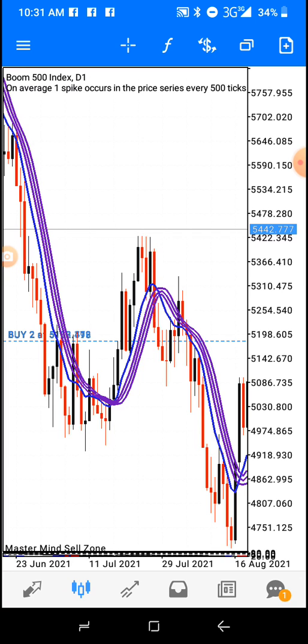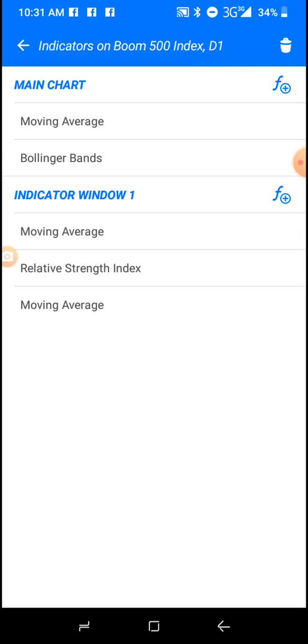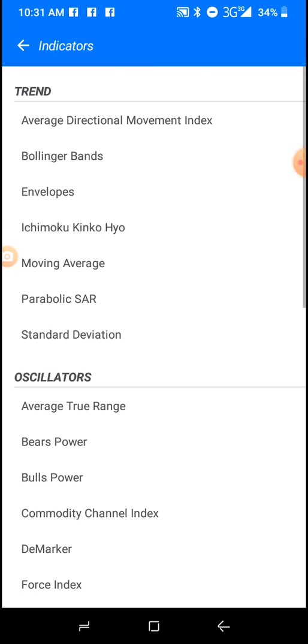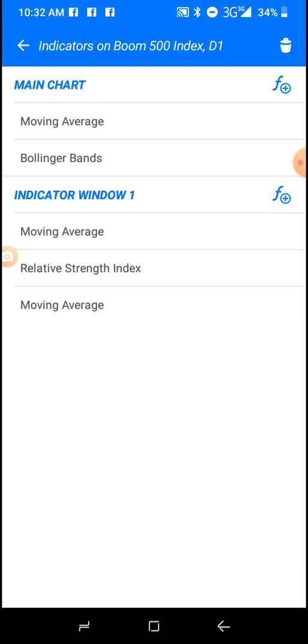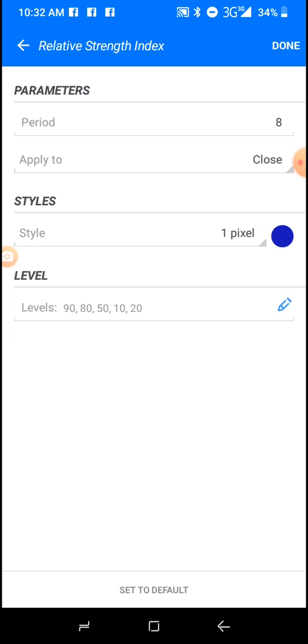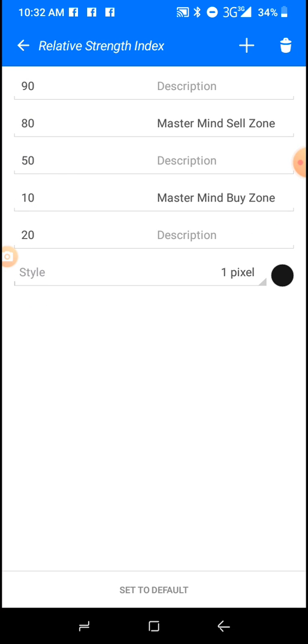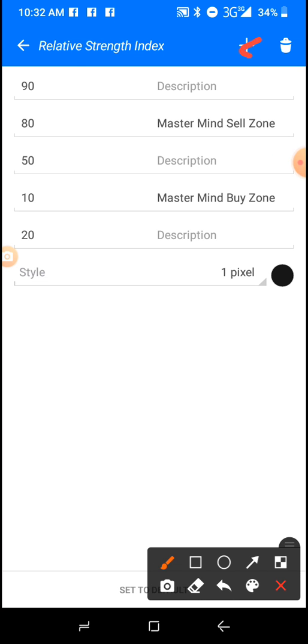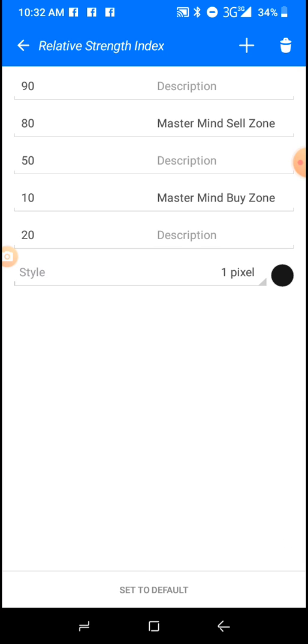We have the relative strength index, which has a period of 8. Apply to close. Style is 1 pixel, and we have a set of levels here: the 90 level, the 80, the 50, the 10, and the 20 levels. In case you don't know how to add the levels, you click on this area, and it will show you the levels. On the 80 we have the Mastermind sell zone, implying that on the 80 level we are looking for sales, and on the 10 level we have the Mastermind buy zone, implying that on the 10 level we are looking for buying opportunities. Then you click on done.